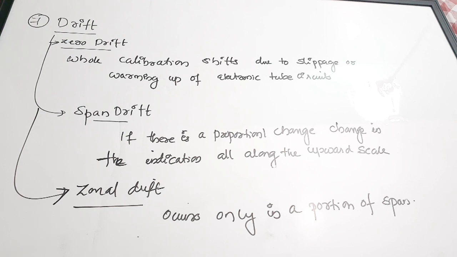The third one is zonal drift, where the drift only occurs in a portion of the span. Only in a particular range is there a drift happening. There is a scale change. Drift means a change in scale. That is called zonal drift or zonal variation.